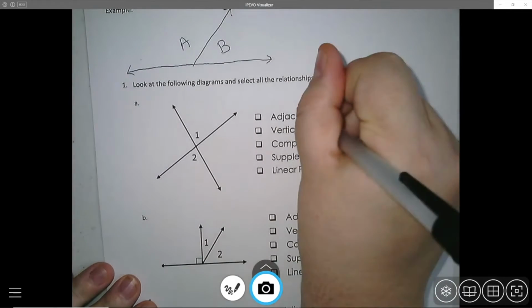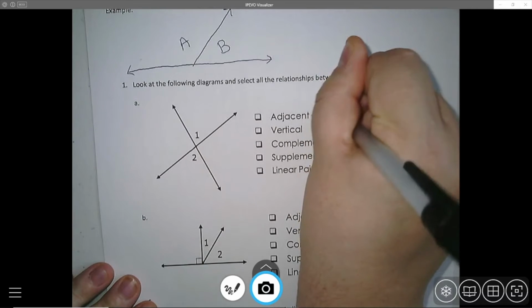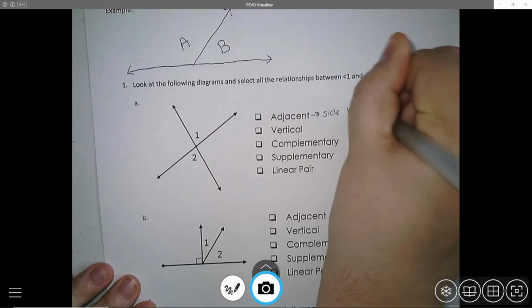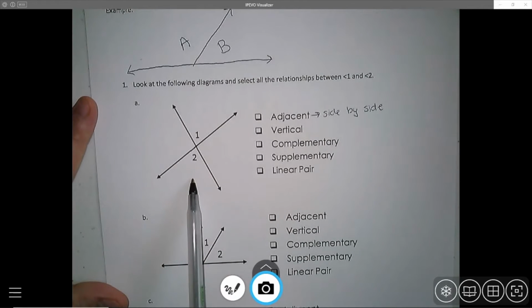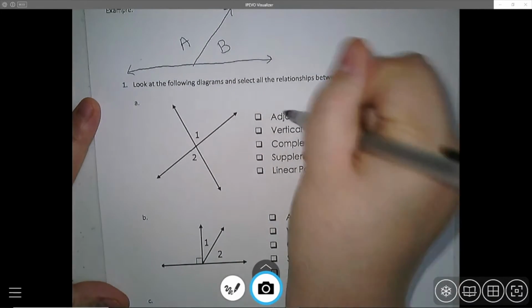So, for adjacent, remember, adjacent means side by side. Looking here at A, are 1 and 2 side by side? Do they share something in common? And the answer is no. So, they are not adjacent.